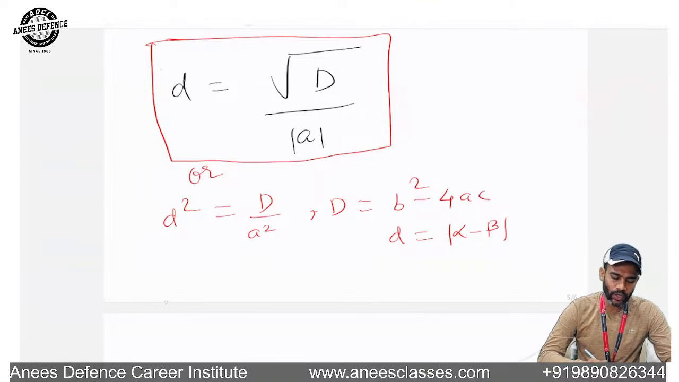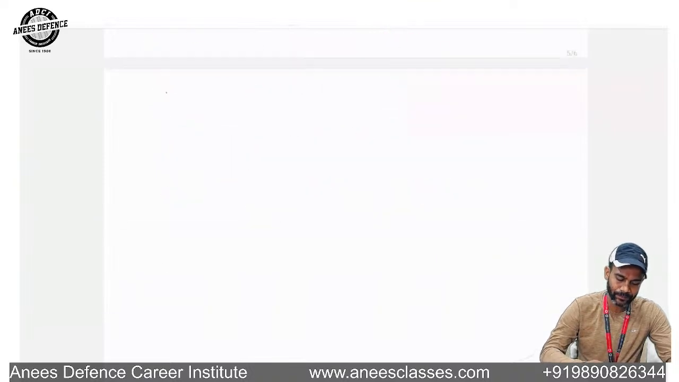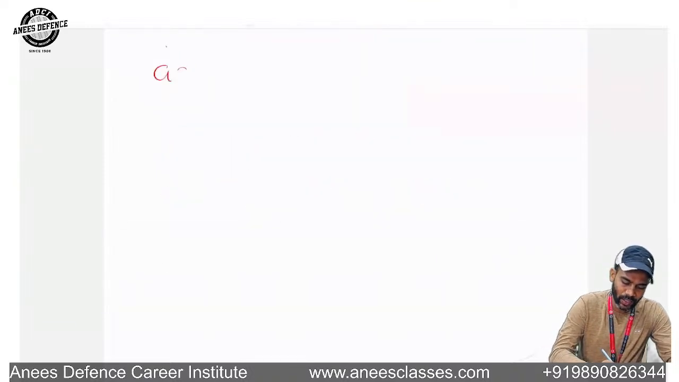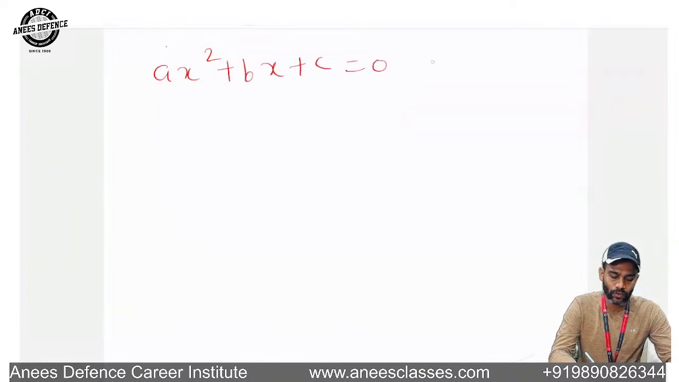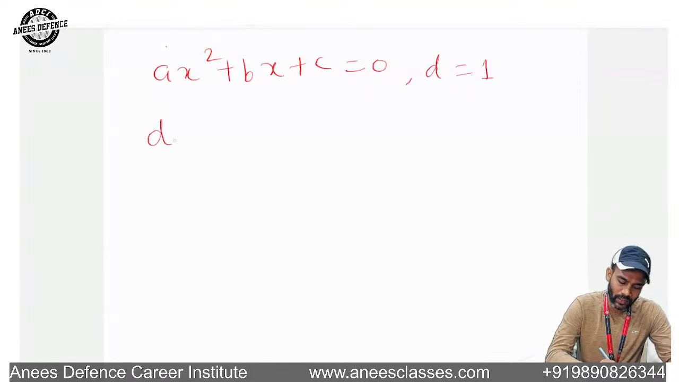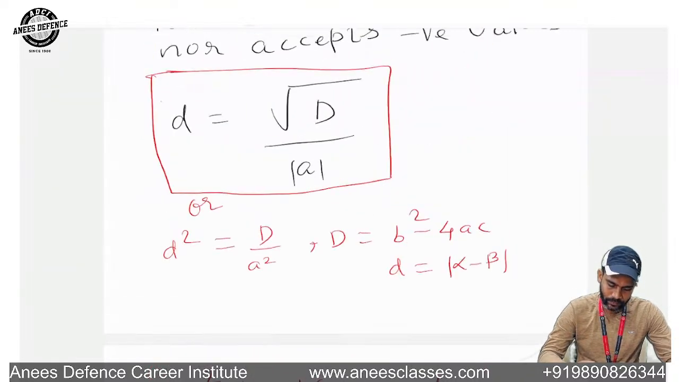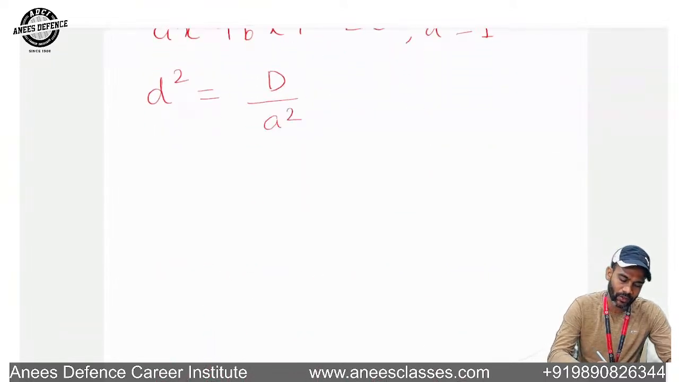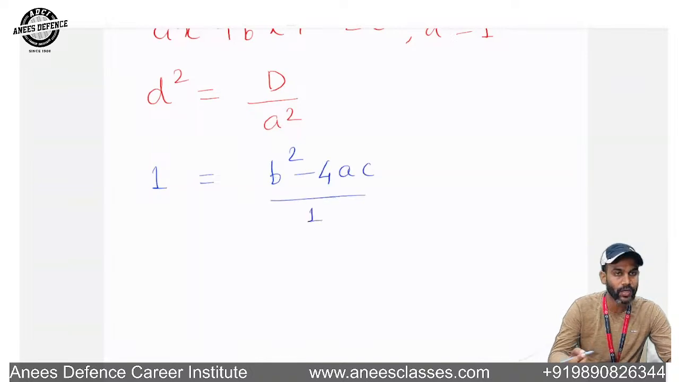Very easy. So what was the difference between roots? 1. And what was the equation? The equation was ax square plus bx plus c is equal to 0. Yes or no? And d was equal to 1. Now, what is d? We already know d square is equal to D divided by A mod A square, divided by a square. So now d is 1, so 1 square is 1. That is equal to, what is D? B square minus 4ac. What is a? 1 square is 1.